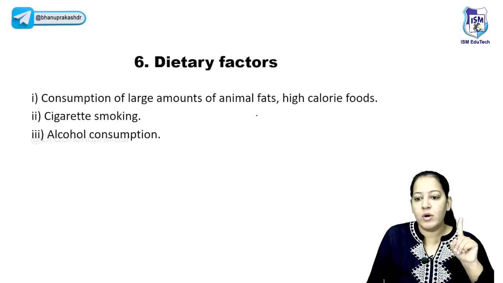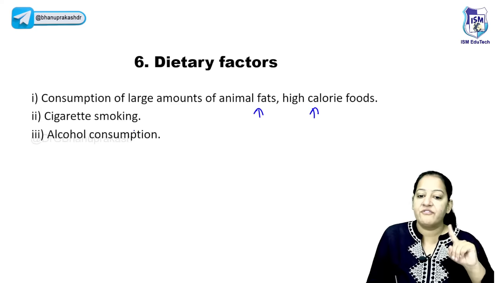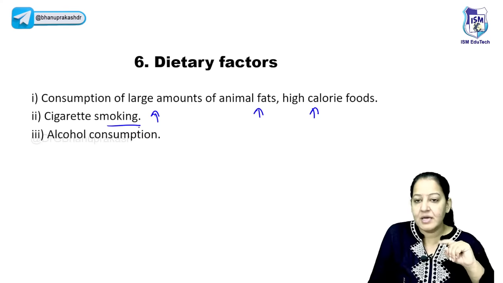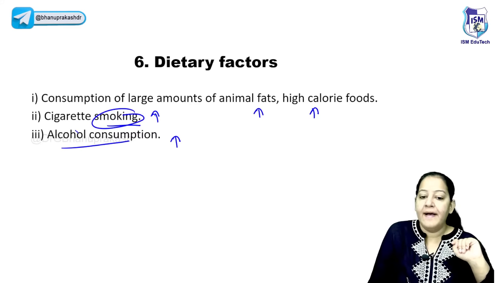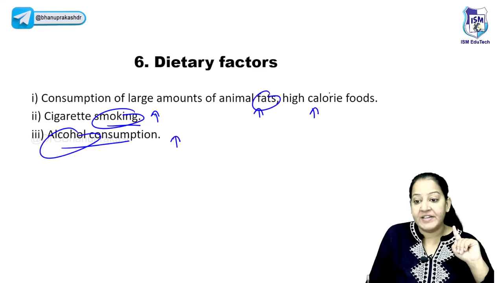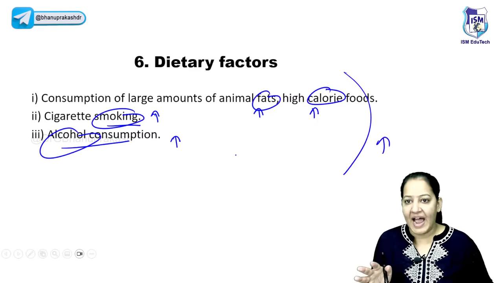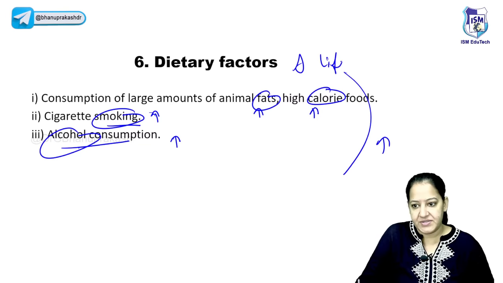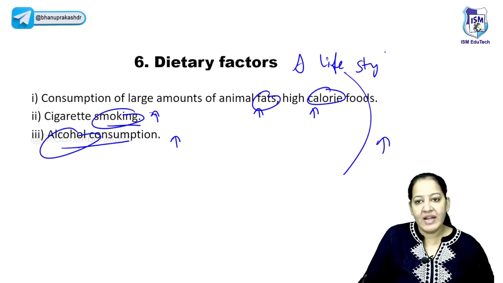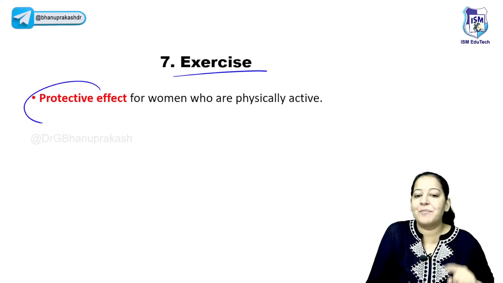Coming to the dietary factors, someone was asking about them. The female who consumes high amounts of fat and high calorie food is at high risk. The female who smokes is at high risk. The female who consumes alcohol is at high risk. So smoking, alcohol consumption, fat and calories increase the risk of breast cancer. These are dietary, and not only dietary, you can say lifestyle changes. So diet and lifestyle also affect breast cancer. Exercise always has a protective role.